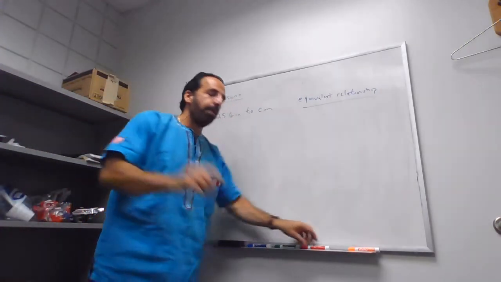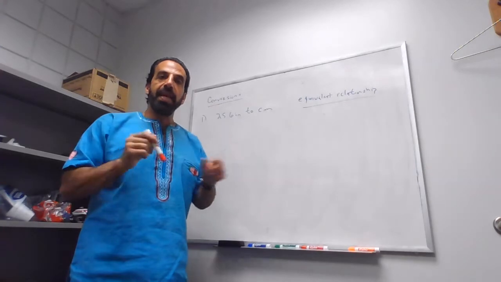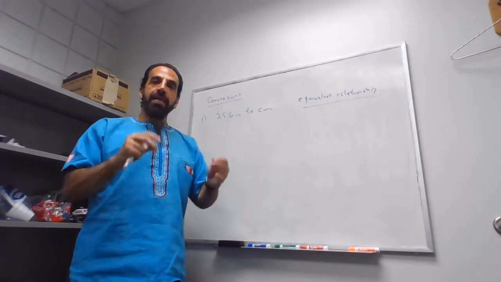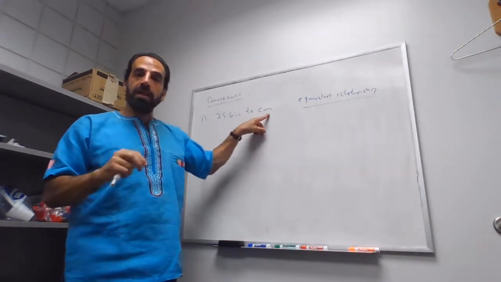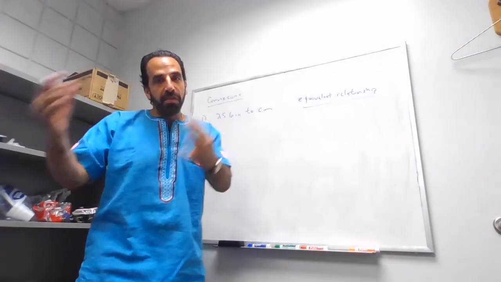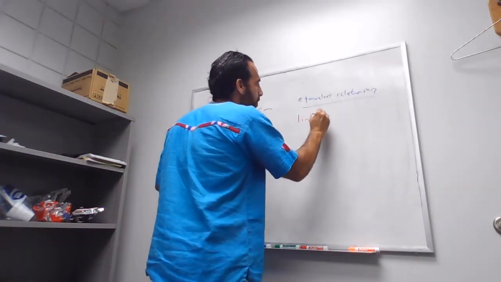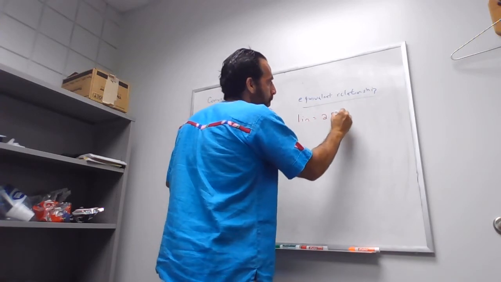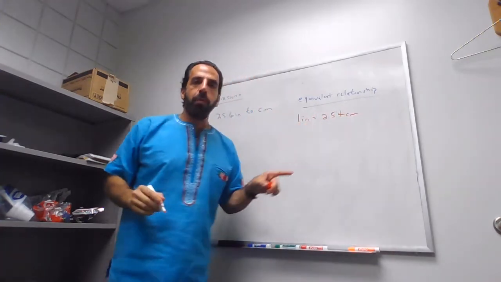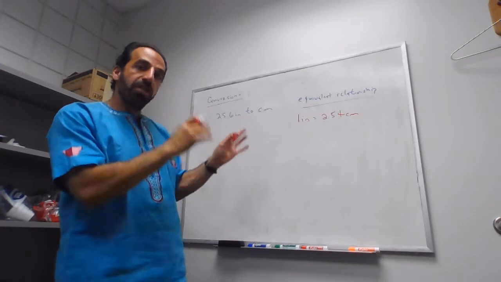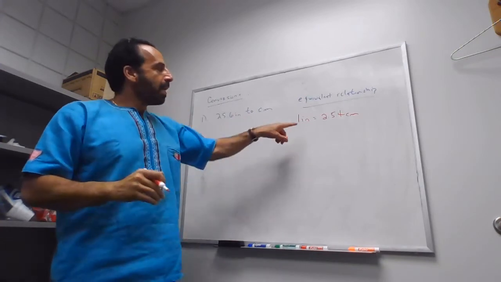Whenever you have a conversion, the important thing is you need to get an equivalent relationship. I need to relate inches to centimeters. This is either I'll give it to you or you can look it up. In this case right here, 1 inch is 2.54 centimeters. So that's the relationship between inches and centimeters. Now, a couple of things.